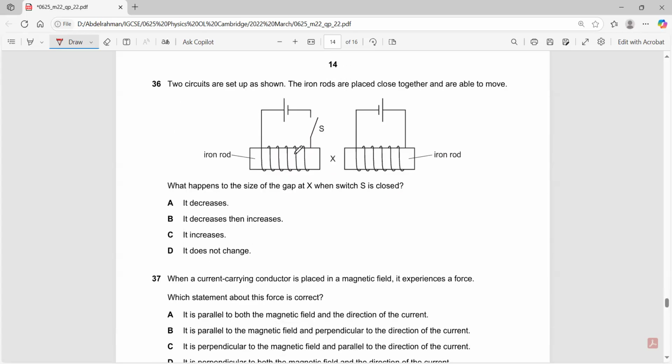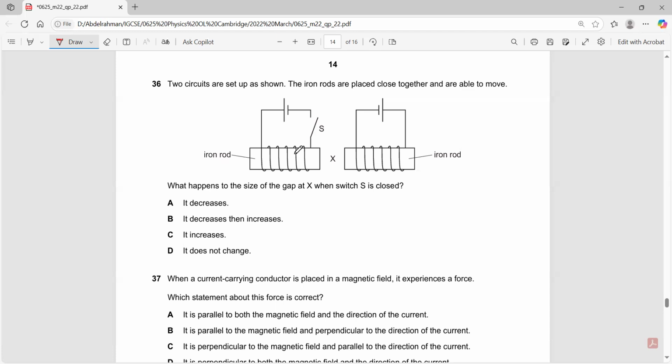You have two circuits which are shown. What happens to the size of the gap X when switch S is closed? Again, you can think about it using the right hand rule grip, or you can just take a look at both batteries. Aren't both batteries reversed? Yes, they are both reversed, indicating that they will produce opposite magnetic poles in the solenoid due to the current. So they will both produce opposite magnetic fields.